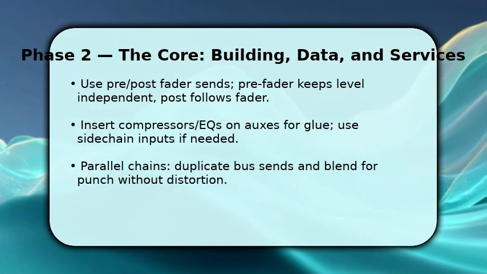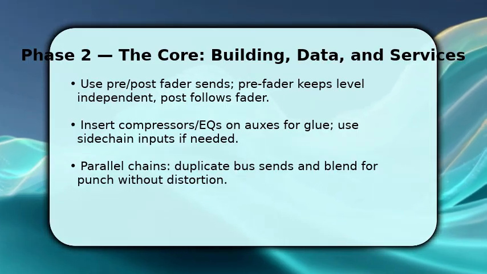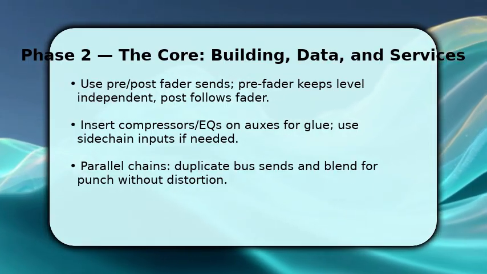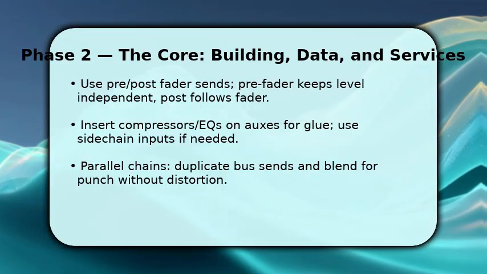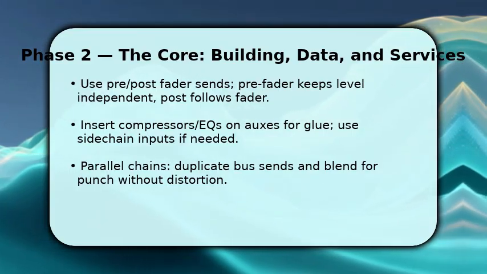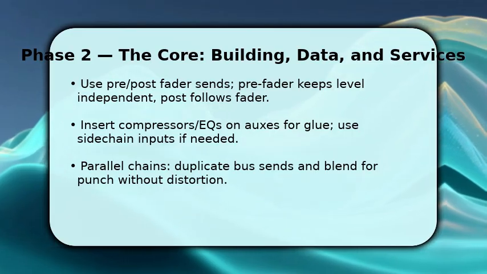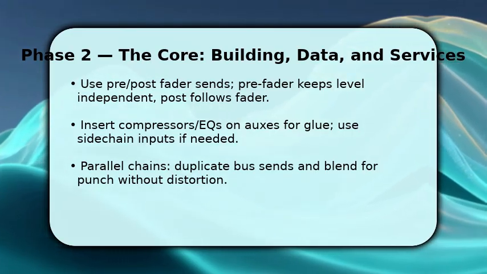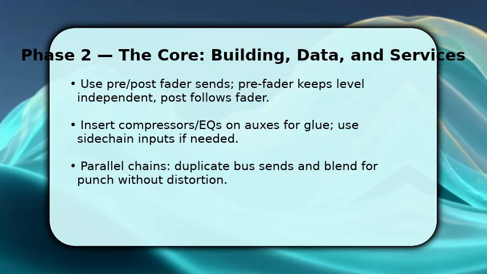Now refine the bus behavior. Decide pre-fader versus post-fader sends. Pre isolates send level from channel fader moves, while post follows mix changes. Insert an EQ, compressor, or saturation plugin on the aux to shape and glue multiple sources.